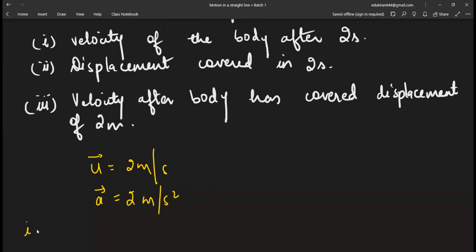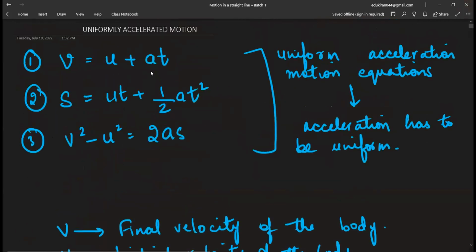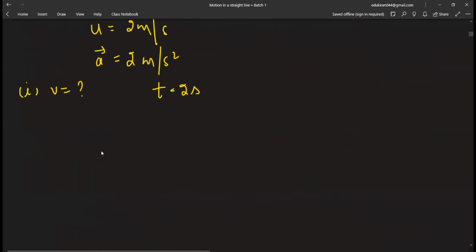The first part, we have to find out the velocity of the body after 2 seconds. So out of all these equations, we have to find out final velocity. We have information about initial velocity, acceleration and time. We do not know anything about distance. So we cannot use the second and third equation. We can only use the first equation. So the equation that you will be using will be V is equal to U plus AT.